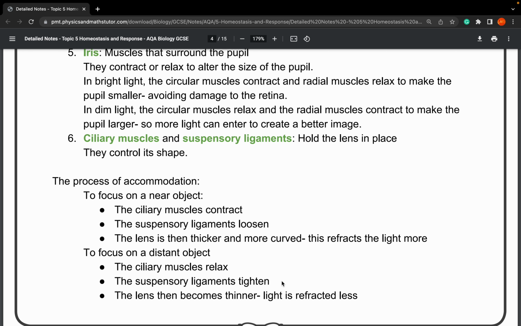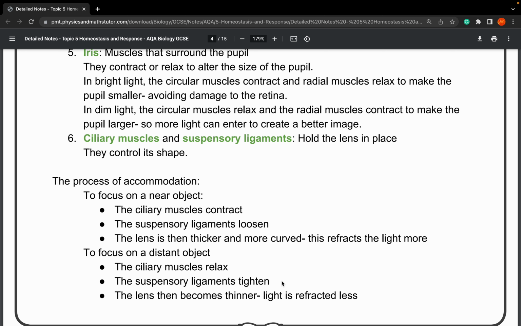Okay, and the opposite is the suspensory ligament, which loosens. So muscles will contract, ligaments will loosen when you are doing nearby work like reading, and the lens is getting thicker and more curved, which reflects the light more. So you need to remember this. There is no other way. Ciliary muscle is getting contracted. That you can remember. I told you with an example.